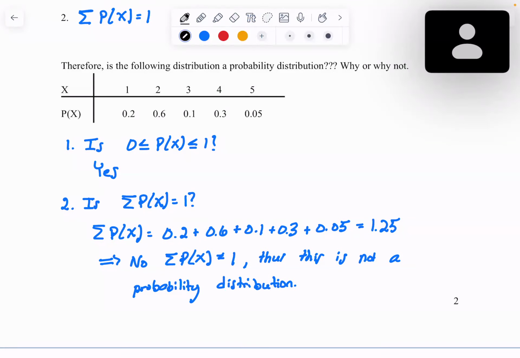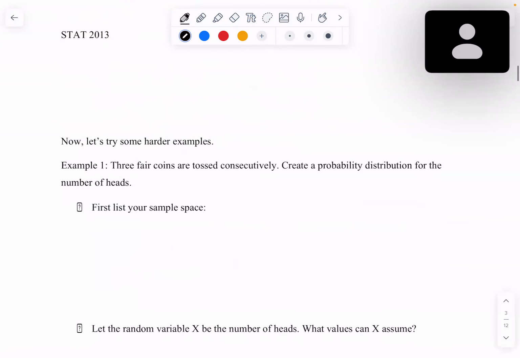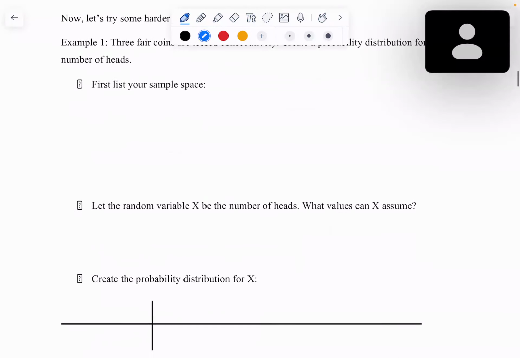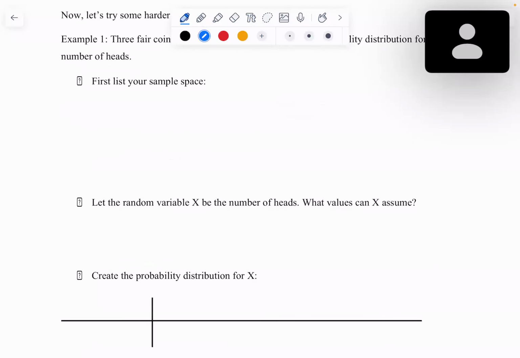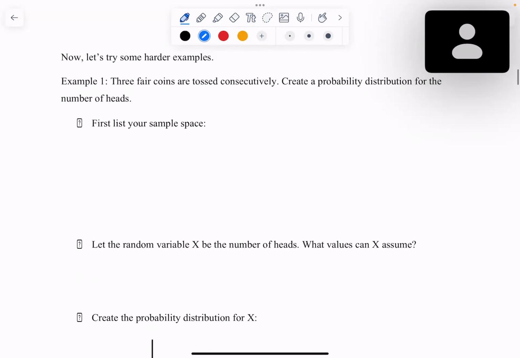So moving on for now, we've been able to check if something is a probability distribution or not. Let's look at one that's a little bit more complicated. If we were in class right now, I'd actually list out the sample space by drawing it out on the board. But obviously we're not in the classroom right now, so we'll just list it out by hand. It says 3 fair coins are tossed consecutively. Create a probability distribution for the number of heads.